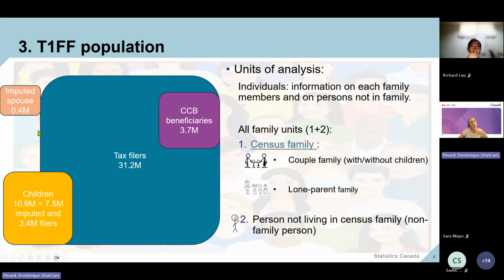The other bit that we are able to add is imputed spouses, who are people who haven't filed their taxes. They are not children, but we know that they exist because of their spouse, who filed their taxes and reported their spouse on their tax form. So on TIF, the unit of analysis is the individual. We also have another unit of analysis, which is census family units. I'll be going into more detail on that a little later.